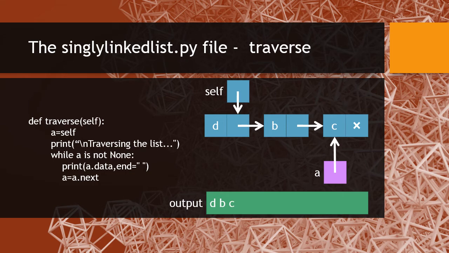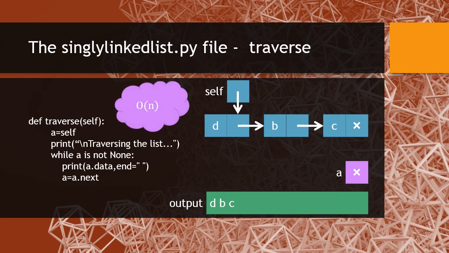Locate A dot next. A dot next is none. So when you set A equal to A dot next, A will also become none. Go back to checking the while condition. It is false. You come out of the while. If you look at the output, we have printed out the values of the nodes of the linked list. Again, this function is O(n) because the while will run as many times as the number of nodes n.